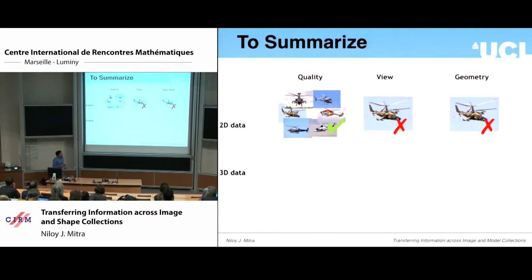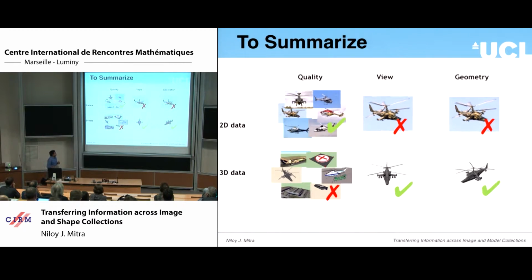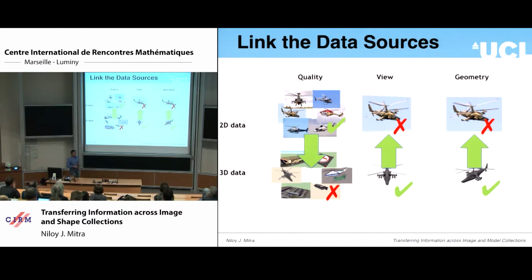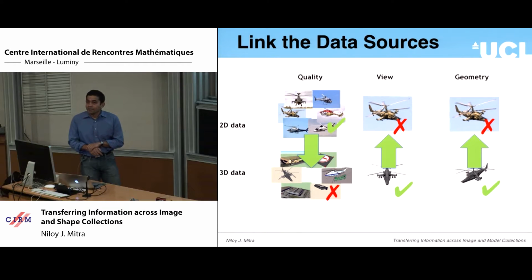So to summarize, the situation we have is, for images, we have certain greens and certain crosses, because some things are good, some things are not. You can't change view and geometry. For 3D, it's complementary. So the obvious thing we would like to do is transfer information across. Okay? And the challenge is we want to do it in an unsupervised fashion, which makes things difficult. The level of supervision is coming from the keyword.